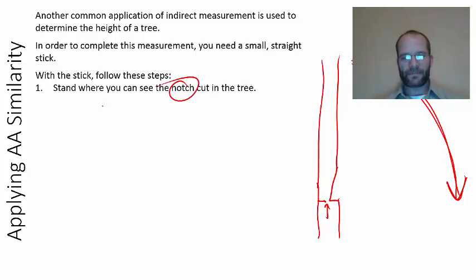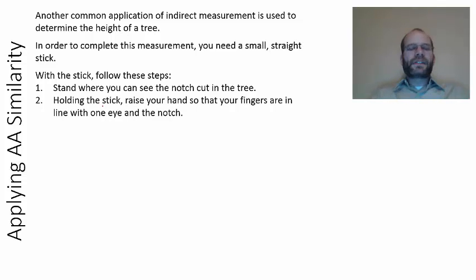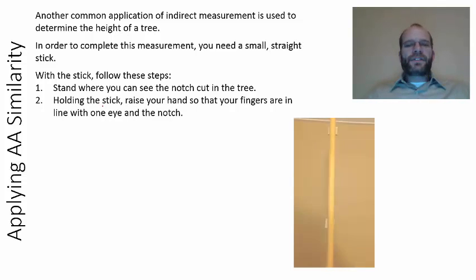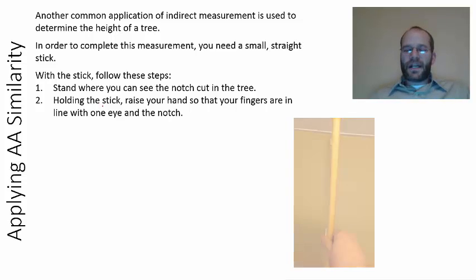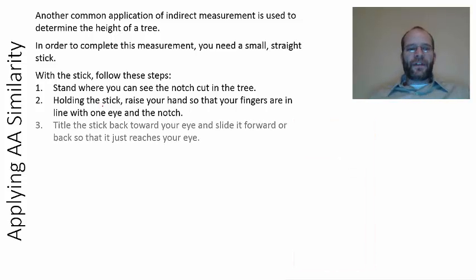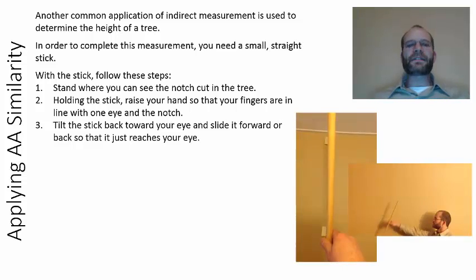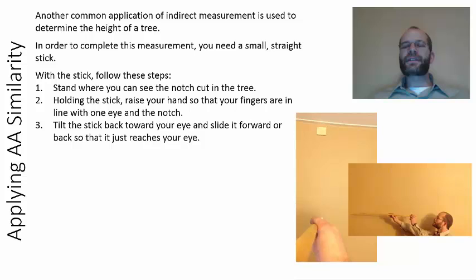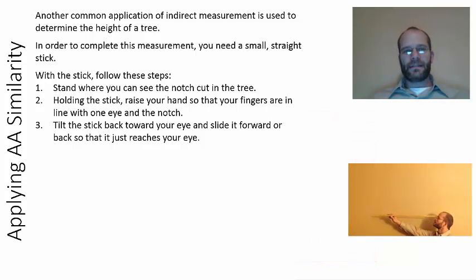What's the next step? Step number 2 is to hold the stick and raise your hand so that your fingers are in line with one eye and the notch. So a straight line should go between your eye to your fingers to the notch. Third step is to tilt the stick back toward your eye. Slide it forward or back so that it just reaches your eye. Please be careful. Don't poke yourself in the eye with the stick. You need to slide it back so it just about touches your eyeball.